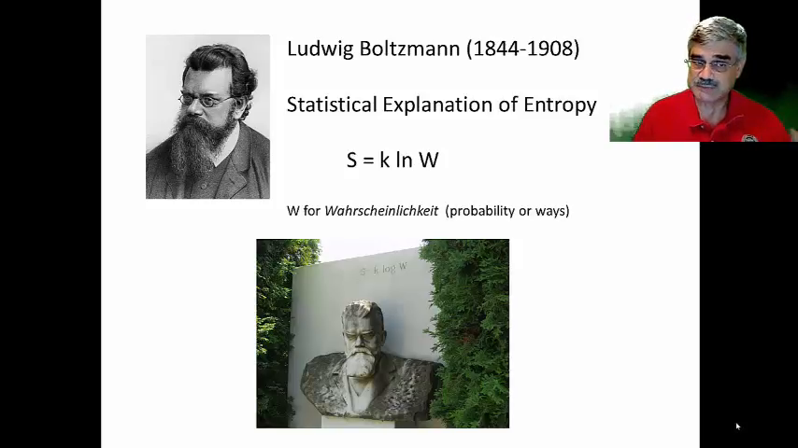Now W, since Boltzmann was German, W stood for Wahrscheinlichkeit, a typical German word with multiple syllables, but essentially it means ways of finding a system or the probability of finding a system in a particular state. Now this single equation is the basis for the statistical explanation of entropy. So important is this equation that you can see that it was placed on the tombstone of Ludwig Boltzmann.